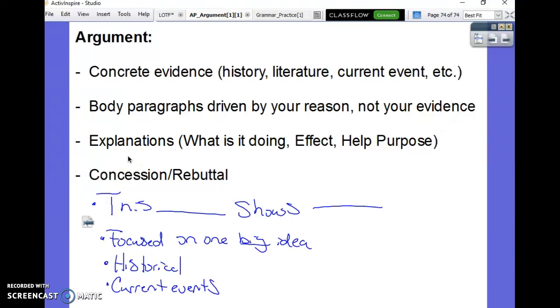Also, make sure, we talked about this just a minute ago, that your explanations are strong. Do not assume that your reader understands where you're going with something. You really need to clearly state it. So use that rhetorical triangle. What is your evidence doing? What is the effect? And then how is that helping the purpose? And also don't forget your concession and rebuttal.